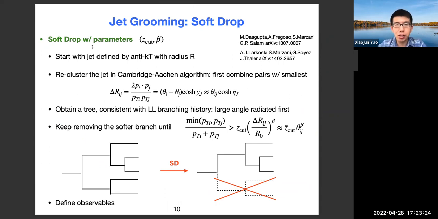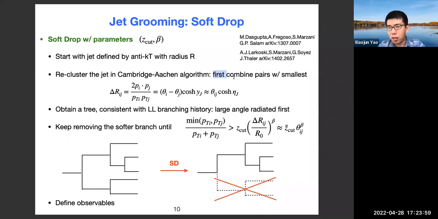Let me define soft drop first. Soft drop is defined in terms of two parameters: one is called z-cut, the other is called beta, and it is described by the following procedure. We start with a jet that is reconstructed using the anti-kT algorithm with a given radius r. Taking all the components of the jet, we recluster the jet using the Cambridge-Aachen algorithm, which is just another jet finding algorithm, but this one has some nice features that I will explain in a minute.